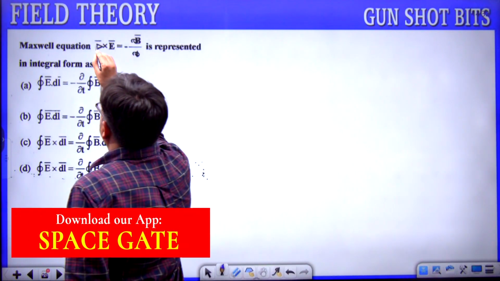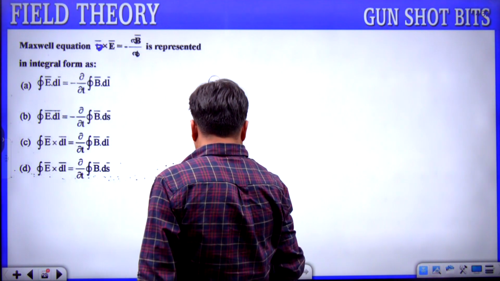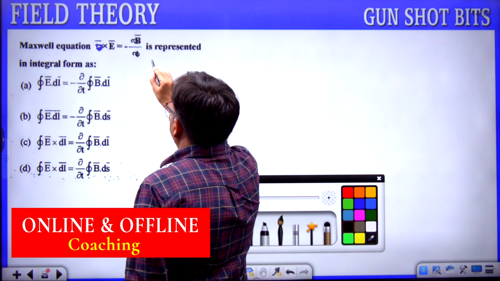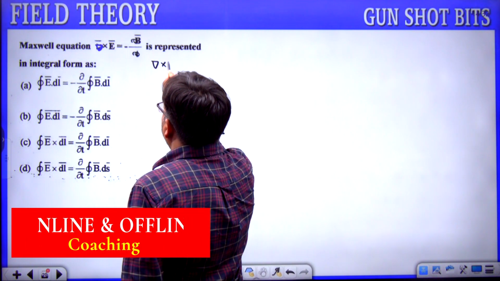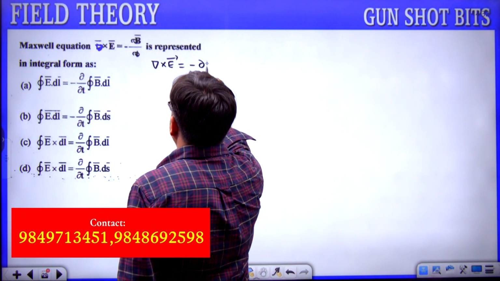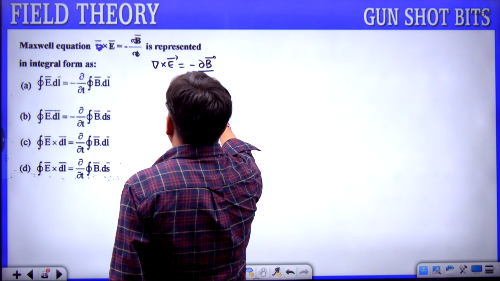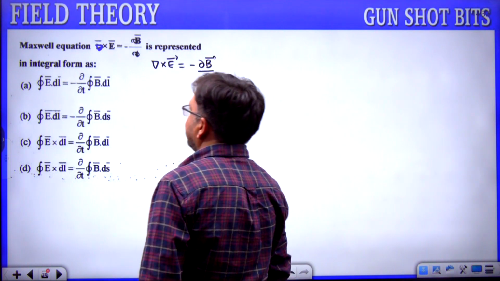Next question. Maxwell equation curl E equals minus dou B by dou T. This is the question. Curl E equals minus dou B by dou T is represented in integral form.